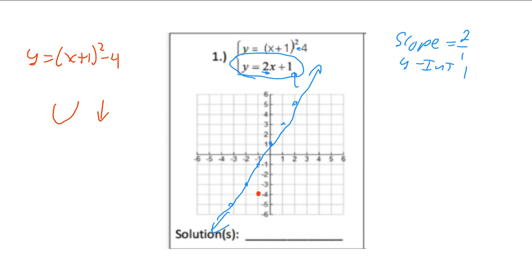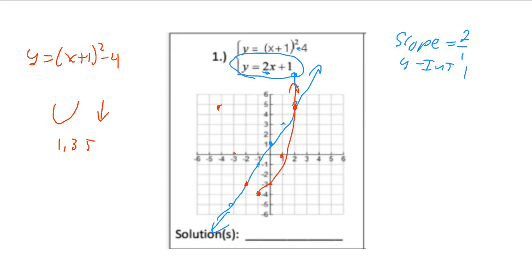Hopefully you remember this from Algebra 1. The pattern for a parabola is 1, 3, 5. So I go over 1, up 1. Over 1, up 3. 1, 2, 3. Over 1, up 5. 1, 2, 3, 4, 5. And then this way I do the same thing, over 1 up 1, over 1 up 3, over 1 up 5. So my graph looks like this.